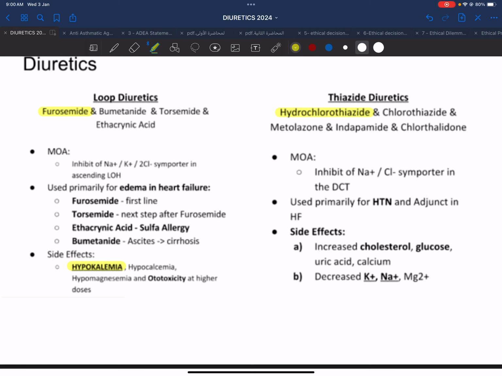Why? Because the mechanism of action of the diuretic is based on the distance to the glomerulus. Away from the glomerulus, less effective. Closer to the glomerulus, more effective or more potent. Where do we use them? Used primarily for hypertension and as an adjunct in heart failure. HTN is hypertension and HF is heart failure.